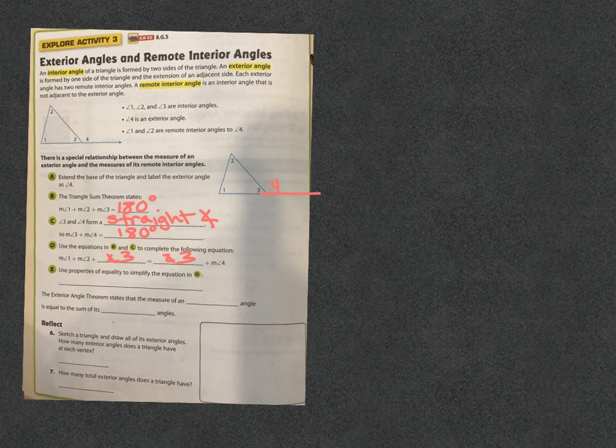If we use properties of equality to simplify the equation, basically looking at our equation and saying, let's eliminate the similarities on both sides. Well, the similarity on both sides is this one and this one. If we subtract angle 3 from both of them, then we are going to end up with this equation, the measure of angle 1 plus the measure of angle 2 is equal to the measure of angle 4.